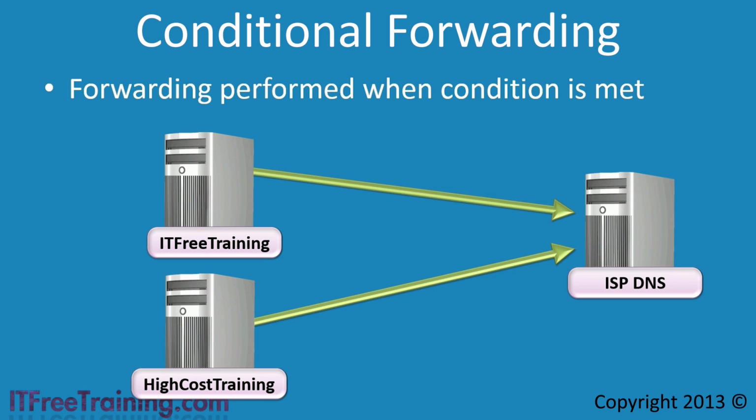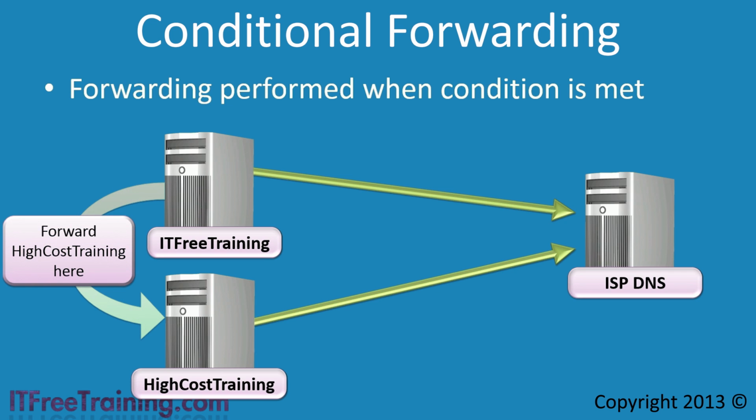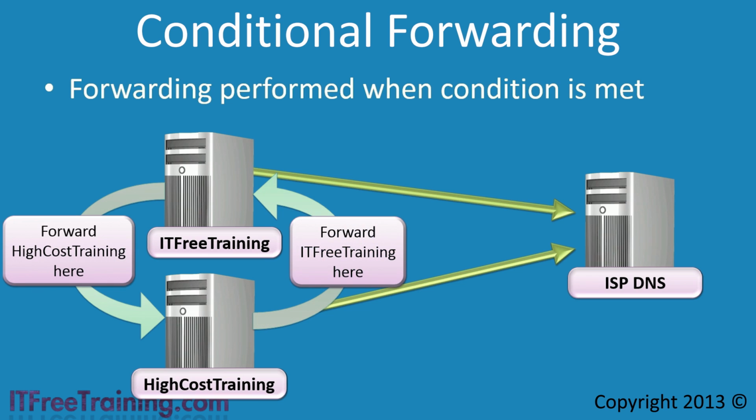In this example, a conditional forwarder will be configured on ITFreeTraining to forward all requests received by the ITFreeTraining DNS server for high-cost training to the high-cost training DNS server. The same could also be configured on the high-cost training DNS server. All requests for ITFreeTraining received by the high-cost training DNS server would be forwarded to the ITFreeTraining DNS server. By using conditional forwarding like this, you can see that you can achieve a result that would not normally be possible.